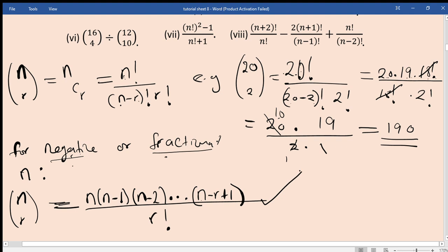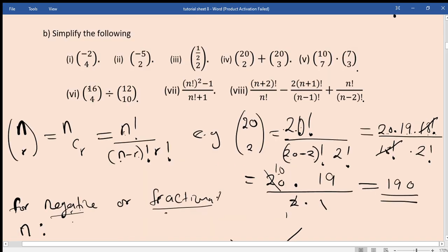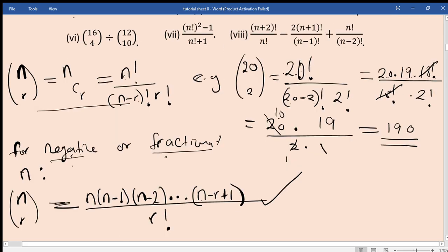Just as we have seen in our expression here, we have negative 2, this is the value of n. We have negative 5 here, this is the value of n. We have 1 over 2 here, this is the value of n. So this formula will not work for these three. I need to work with the second one, that's what I'm going to use, until I reach n minus r plus 1, that's where I will stop.